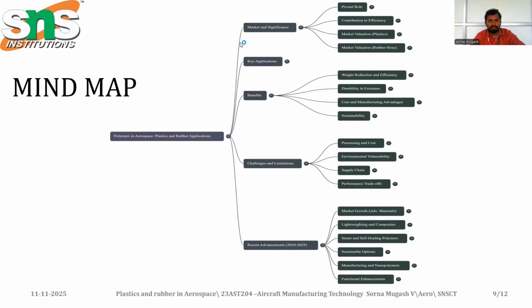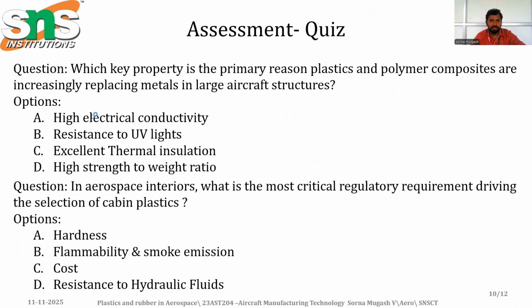So when compared, coming to the assessment questions. The first question is: which key property is the primary reason plastics and polymer composites are increasingly replacing metals in large aircraft structures? The options are high electrical conductivity, resistance to UV light, excellent thermal insulation, and high strength to weight ratio. And the second question is: in aerospace interiors, what is the most critical regulatory requirement driving the selection of cabin plastics? The options are hardness, flammability and smoke emission, cost, and resistance.